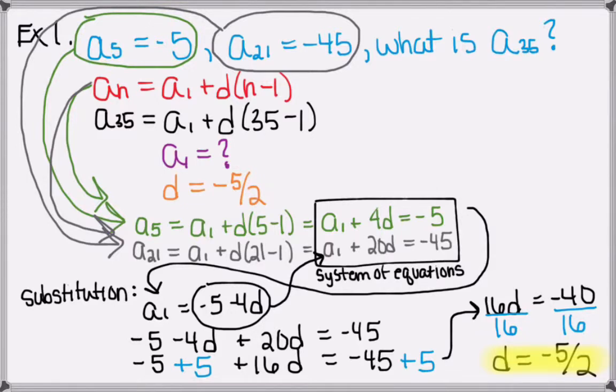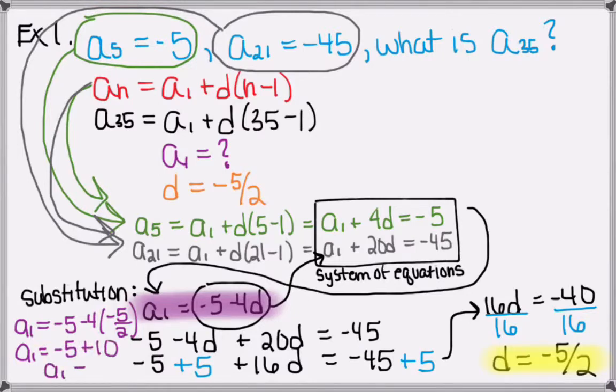And now the last thing that I need is the value of a sub 1. I'm just going to go ahead and use the equation where I already isolated a sub 1 and plug in the value of d as negative 5 over 2. So a sub 1 is equal to 5. And now let me plug this into the general form for terms in an arithmetic sequence. That gives me a sub n is equal to 5 plus negative 5 over 2 times n minus 1.